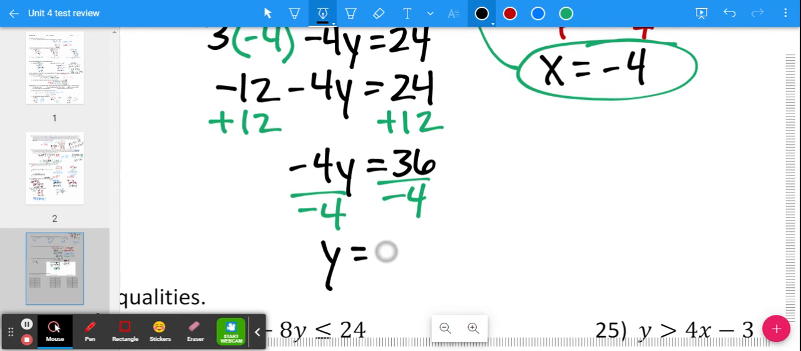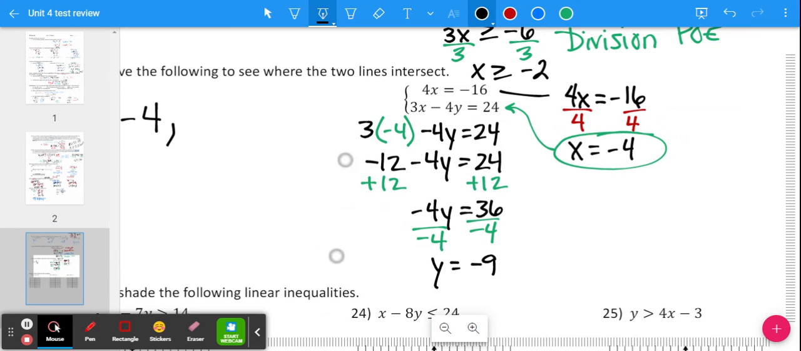And y equals -9. So that means these two equations, if we plugged in -4 for x and a -9 for y, we would get a true statement in both equations. So it's where they intersect.